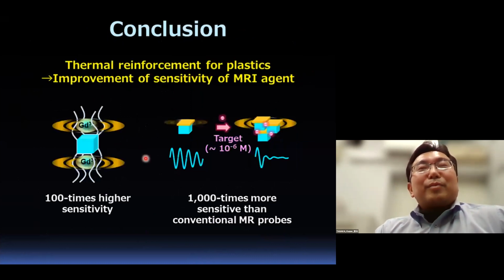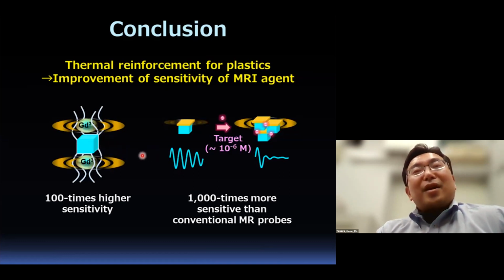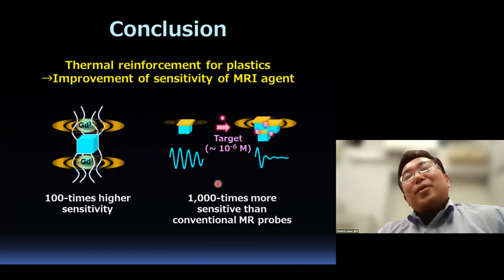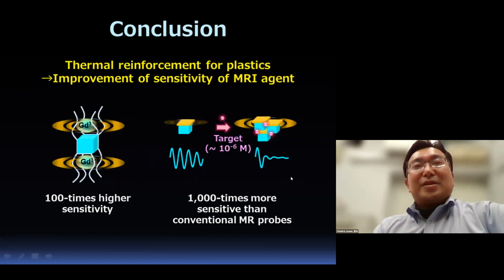So, inspired from the plastic reinforcement, we designed the hybrid materials, hybrid correlators, and based on this strategy, we can accomplish the improvement of sensitivity. And we think these materials are just for research at this stage, but we believe that by suppressing the toxicity, this material can be used in practical usage.